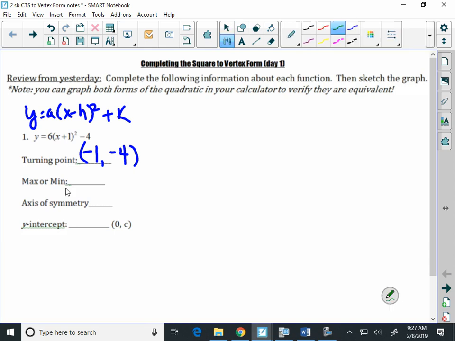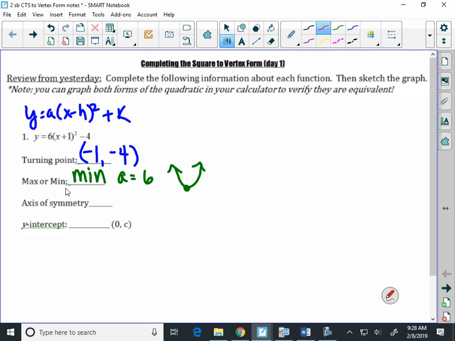the a value in this problem is 6. And it's a positive number, and when things are positive, you might have a smile on your face, so your graph looks like this. And consequently, the turning point is either a maximum or minimum. It's a low point in the graph, which means that this is a minimum.